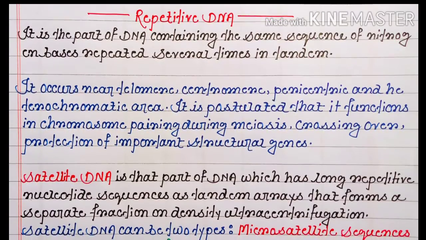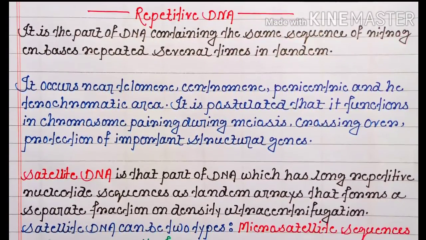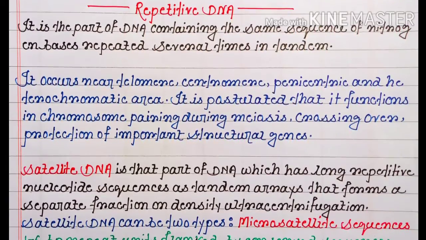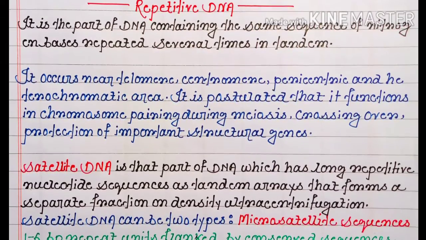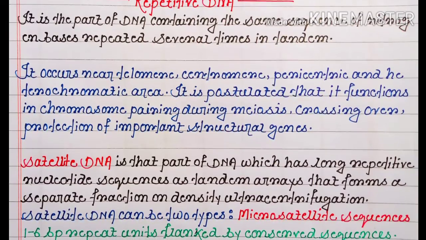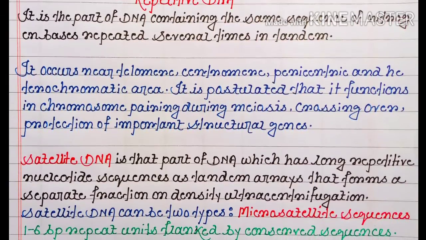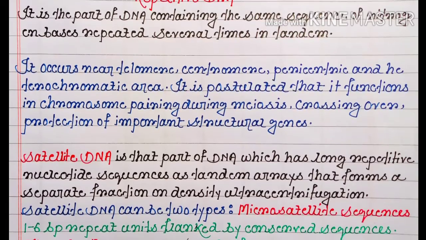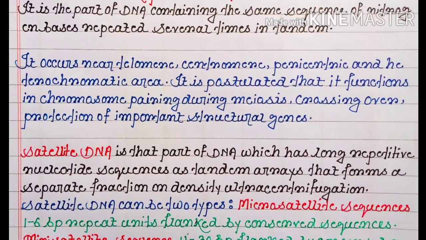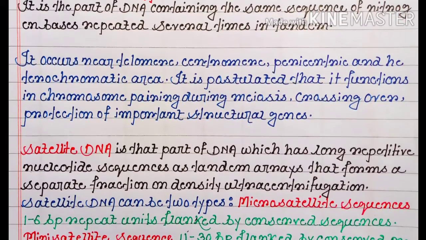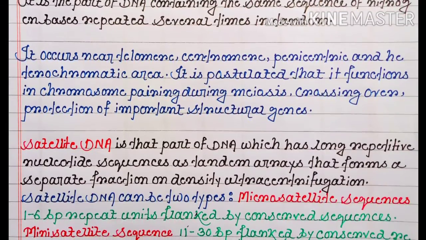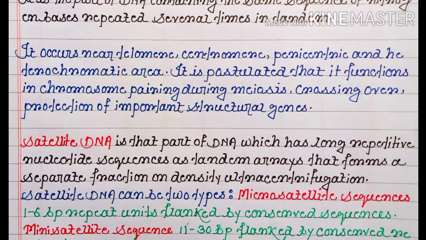Now the next topic is repetitive DNA. It is the part of DNA containing the same sequence of nitrogen bases repeated several times in tandem. It occurs near the telomere, centromere, pericentric and heterochromatic areas. It is postulated that it functions in chromosome pairing during meiosis, crossing over, and protecting important structural genes.